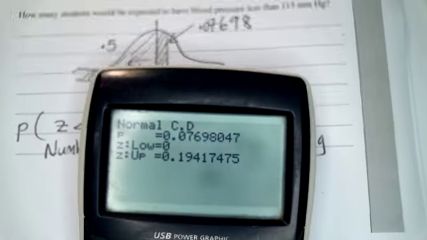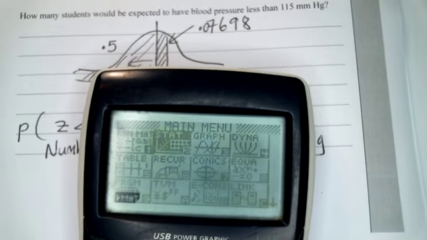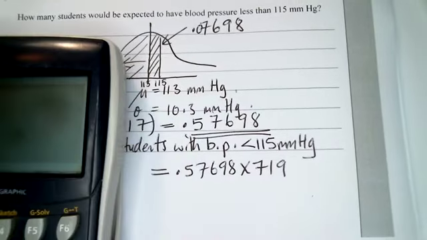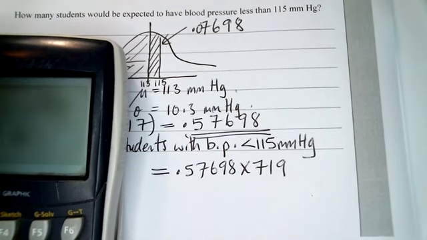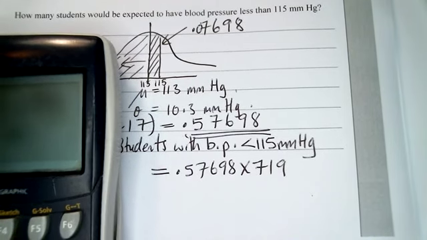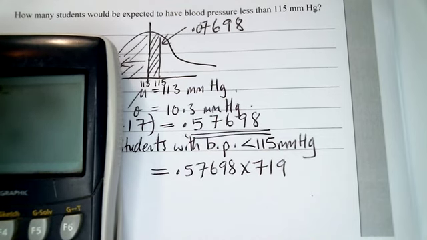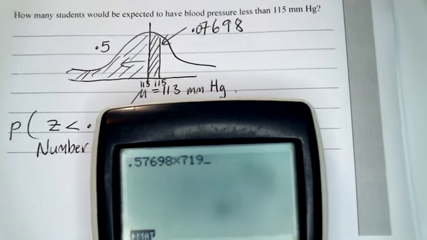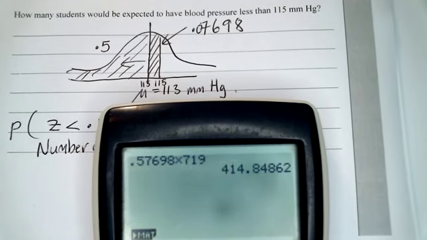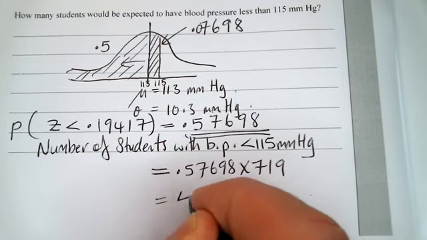So let's exit menu 1. Okay, so here we go. So it's going to be 0.57698. I get that right? Times 719. There it goes. Oh, you can't even see that. Sorry. I just multiplied those two things together. There they go. And the answer I get is 414.8. So it's going to be equal to 414.